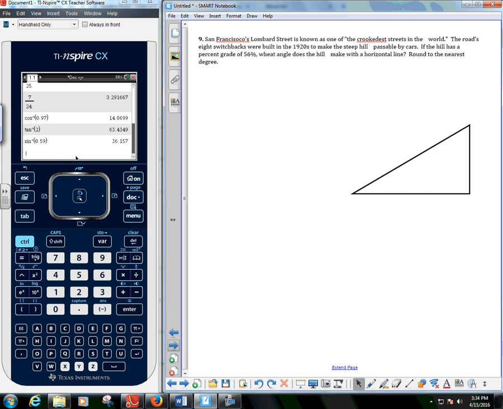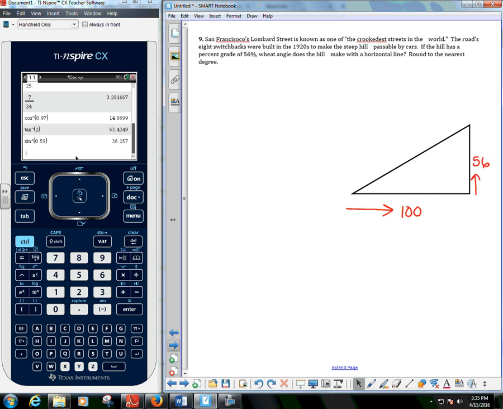San Francisco's Lombard Street is known as one of the crookedest streets in the world. The road's 8 switchbacks were built in the 1920s and make the steep hill passable by cars. If the hill has a percent grade of 56, what angle does the hill make with the horizontal line, rounded to the nearest degree? So what that means is for every 100 feet traveled this way, we go up 56 feet.